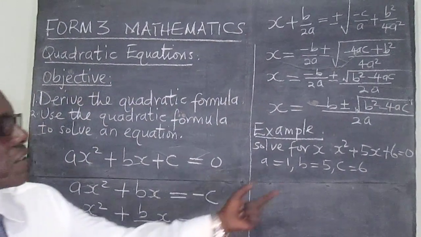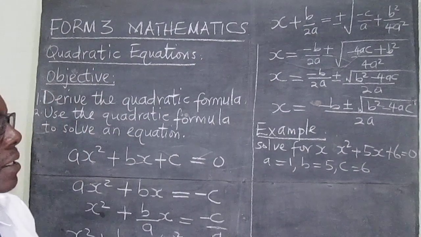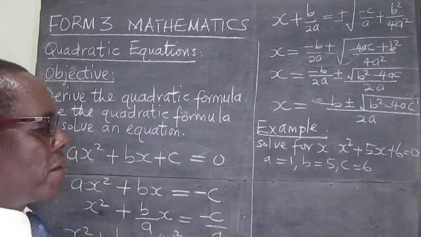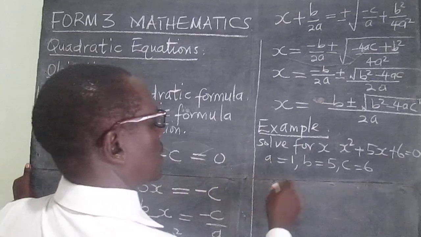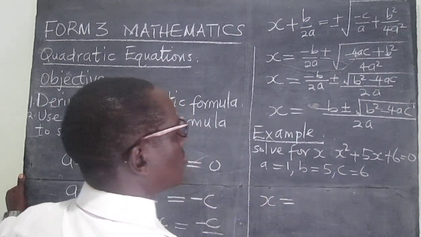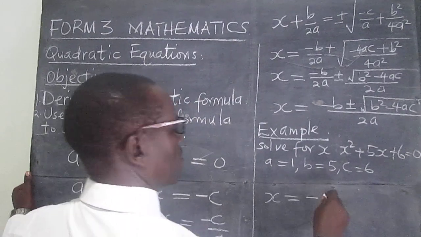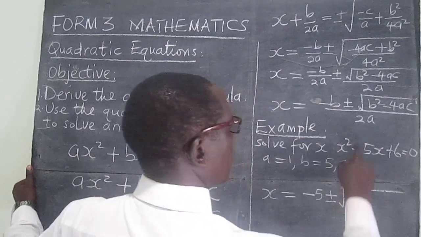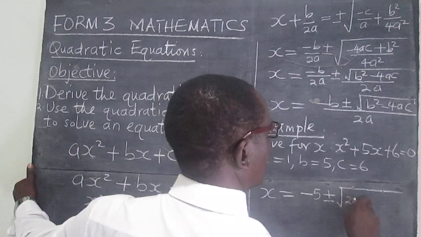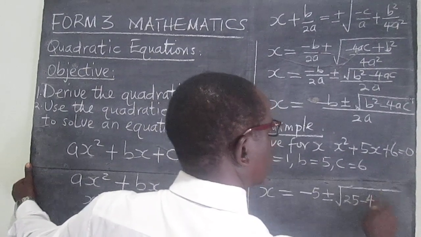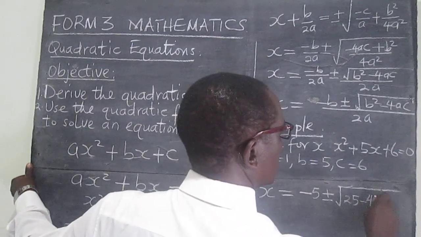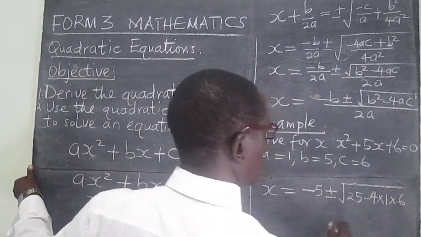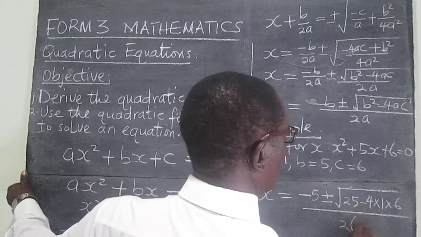All we need to do is substitute these values in the formula and use a calculator to work out the final values for x. And this therefore gives us x is equal to minus b, that's minus 5, plus or minus the square root of b squared, that's 5 squared, that's 25, minus 4 times a is 1, so times 1, our c is 6, and therefore times 6, all these divided by 2 times 1.